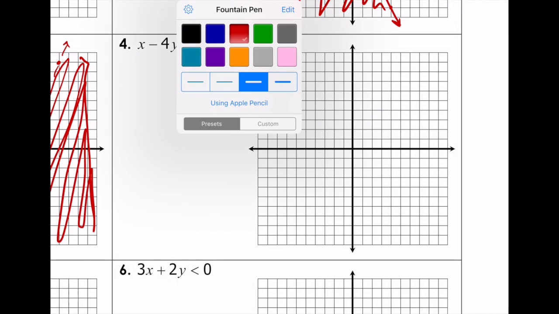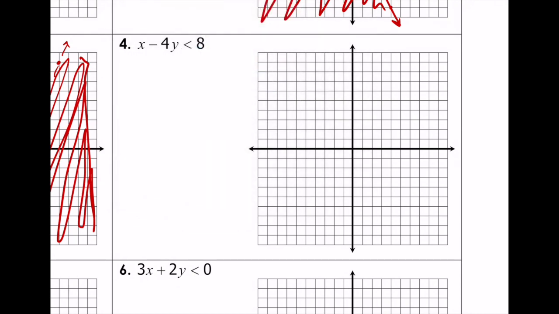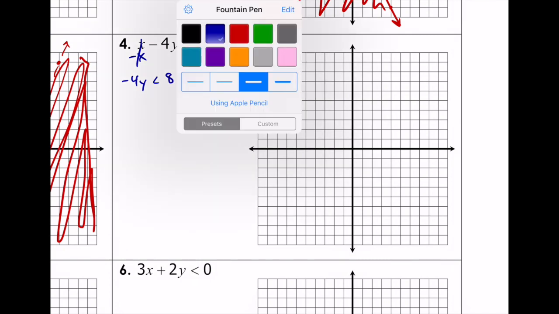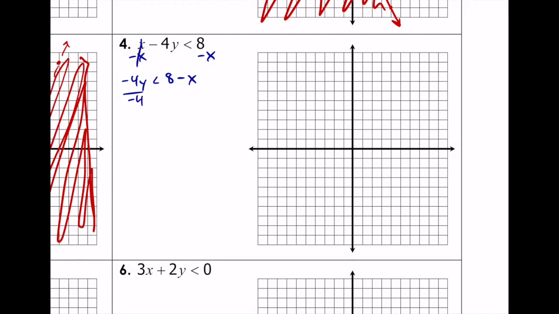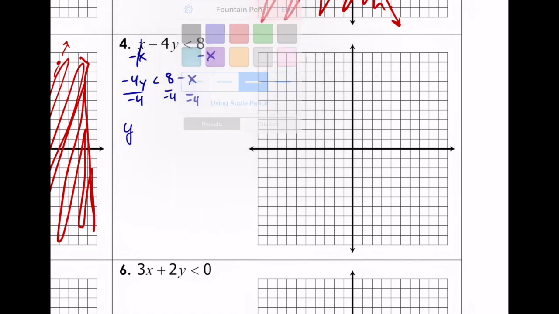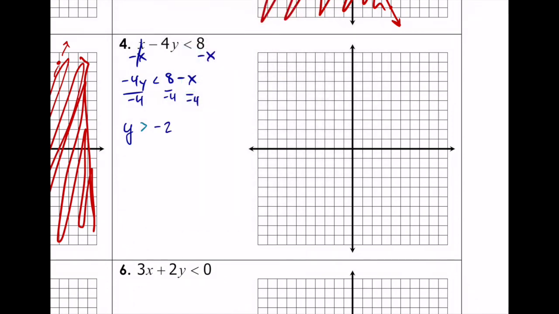Okay, question 4. Once again, we need to get y by itself, so we can subtract the x from both sides, and we get negative 4y is less than 8 minus x. Right, we need to divide by that negative 4. And because we're dividing by a negative, that sign needs to face the opposite direction. 8 divided by negative 4 is negative 2. And negative 1 over negative 4, those two negatives cancel out. We get positive 1 over 4x.